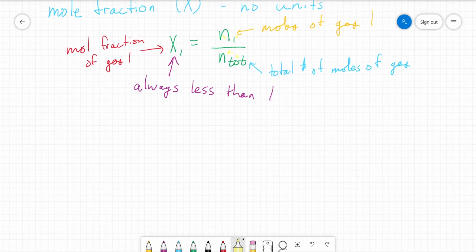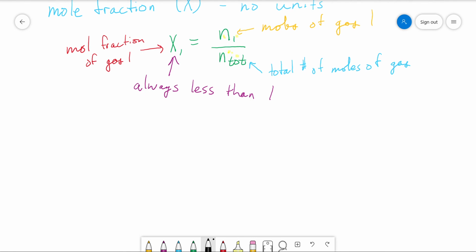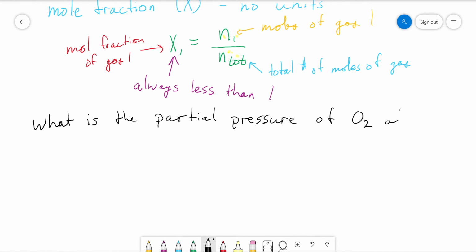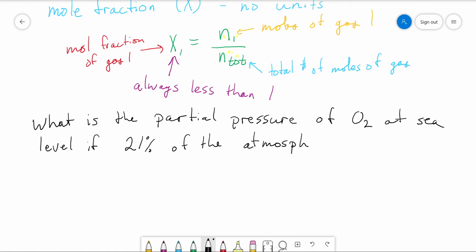Okay, so let's just do a real quick example using that mole fraction concept. In the next video, I'll do another Dalton's law example. What is the partial pressure of O2 at sea level if 21% of the atmosphere is O2?